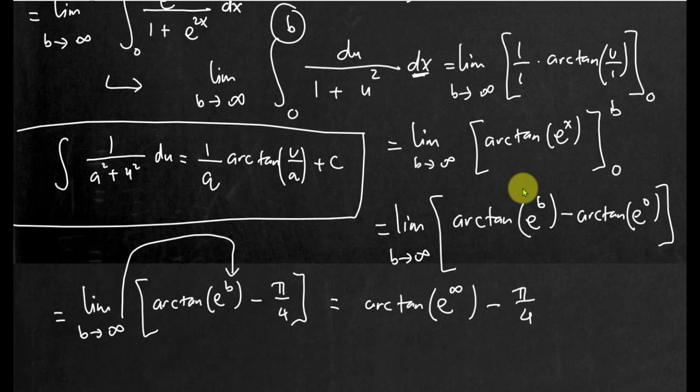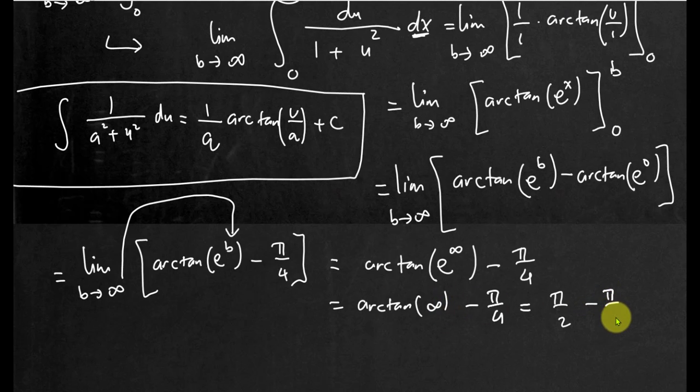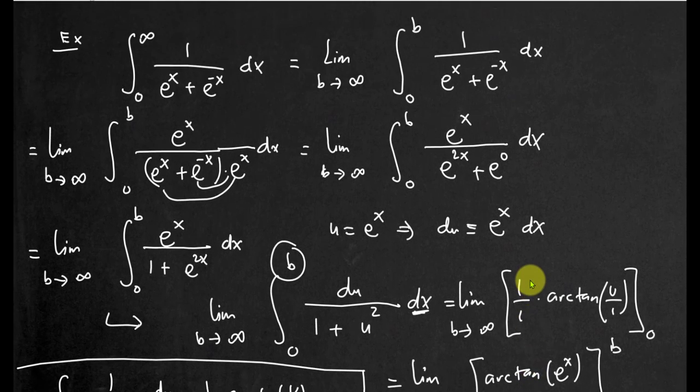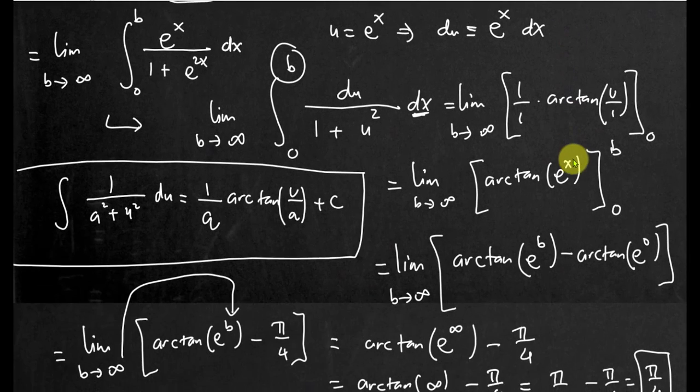Alright, so how do I find this limit here? Well, this is e to the infinity, so this is infinity, or arctangent infinity minus pi over 4. So tangent of what gives me infinity? Well, tangent of pi over 2 gives me infinity. So that is pi over 2, and minus pi over 4. And at the end, it will equal pi over 4. So yes, this integral is convergent because the limit exists and it is equal to pi over 4.